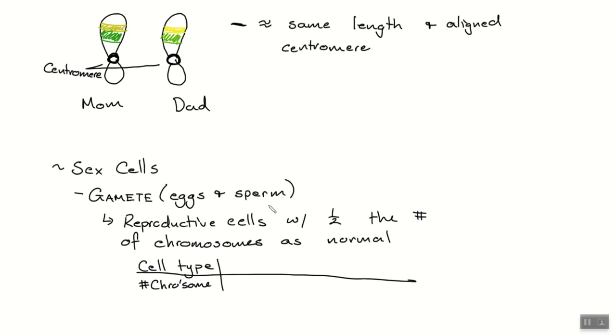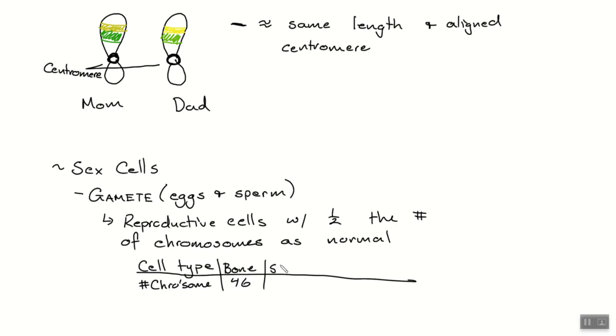Give me any type of normal cell in your body. What stops your insides from falling out? Bones, sure. If we were to take a bone cell, how many chromosomes do you think we're going to find? Is a bone cell a gamete? No. So normal cells have how many chromosomes? Bone cells are normal. Boom, 46.